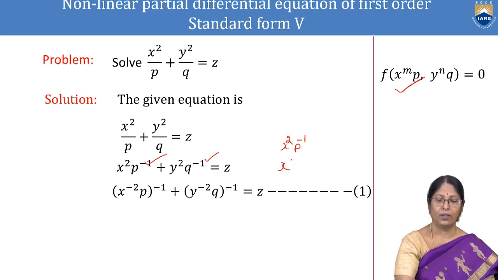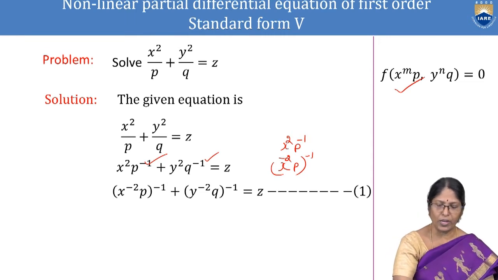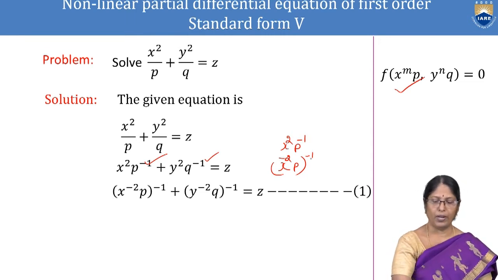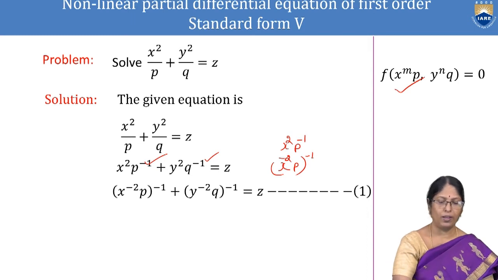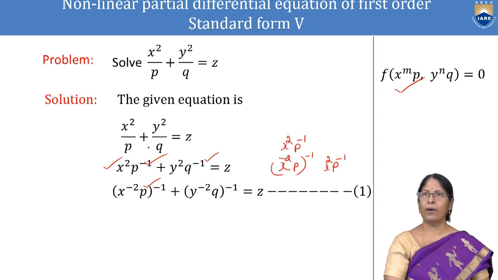x power minus 2 p, and minus 1 we kept outside. So minus 2 into minus 1, we get x square, and p into minus 1, we get p power minus 1. So the simplification is correct, because if you do the next step, the previous one comes back. Mathematically it is a correct simplification.